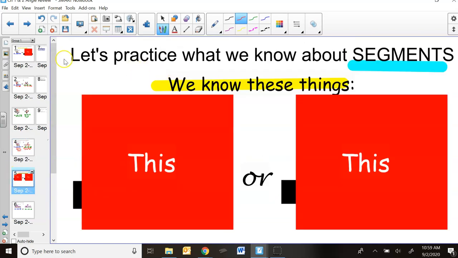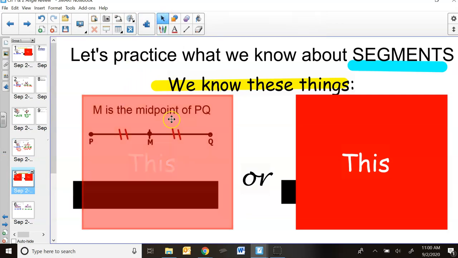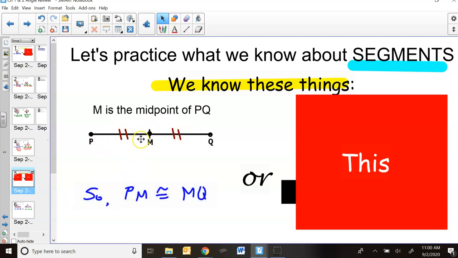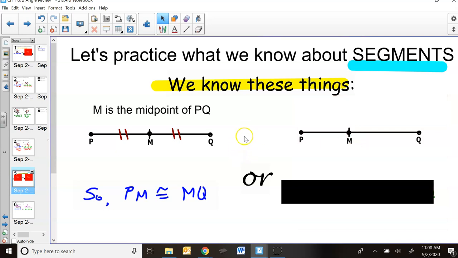Okay, let's move on to segments. All right, so segments. Similar to angles, we can know that M is the midpoint of segment PQ, which a midpoint, remember, divides a segment into two congruent segments. Therefore, I know that PM is congruent to MQ. Okay. We also might not know that M is the midpoint and only have a diagram. Okay. So all I know in this situation is that PM and MQ together make up PQ. That was the segment addition postulate.